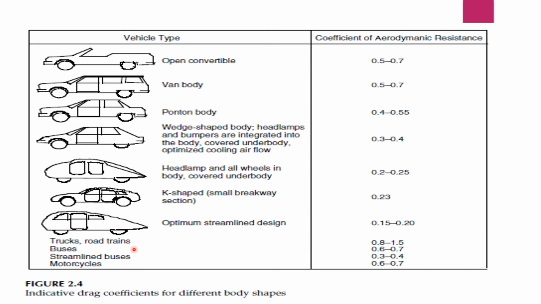For trucks and road trains, it is 0.8 to 1.5. For buses, it is 0.6 to 0.7. For streamlined buses, it is 0.3 to 0.4. And for motorcycles, it is 0.6 to 0.7.